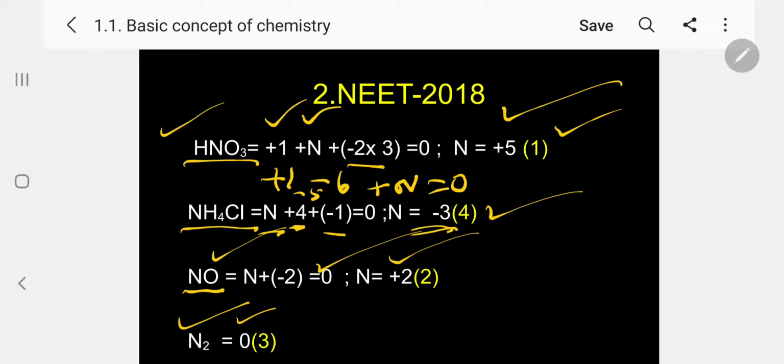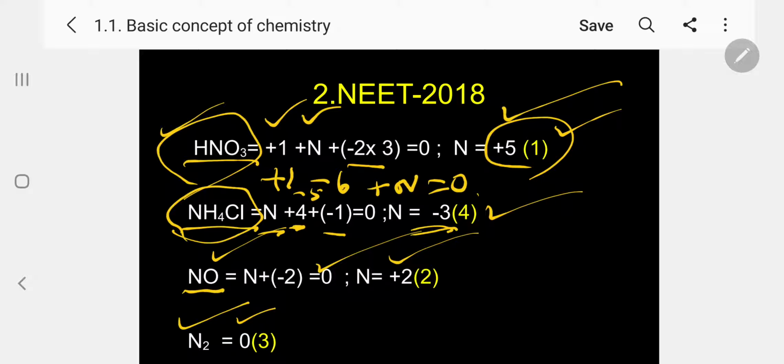So now we have identified all 4. So what is number 1? Nitric acid is number 1. It is +5. What is the lowest? Kindly follow. Ammonium chloride is the lowest. It is -3. So what we have to compare among the 4? First will be nitric acid and the last will be ammonium chloride.